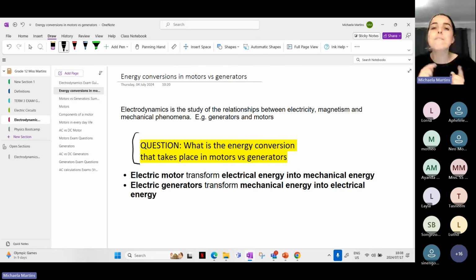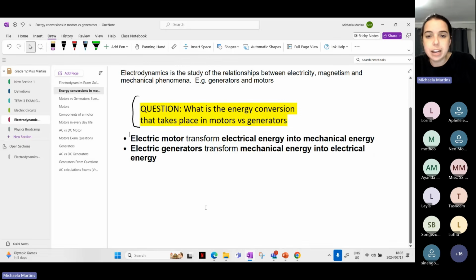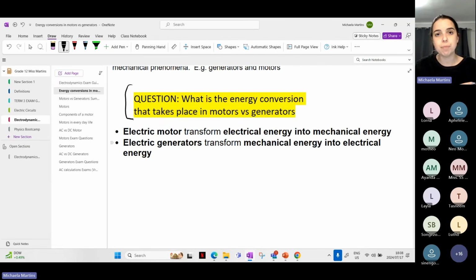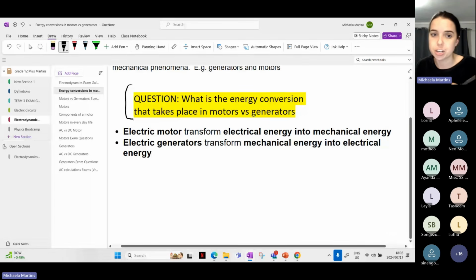What is the energy conversion that takes place in motors and generators? When you see the words energy conversion, convert means to change. So we're changing one type of energy into another type of energy. And electrical motors transform electrical energy into mechanical energy. Electrical generators do the opposite. They transfer mechanical energy into electrical energy.